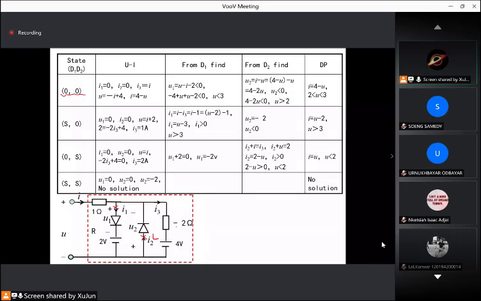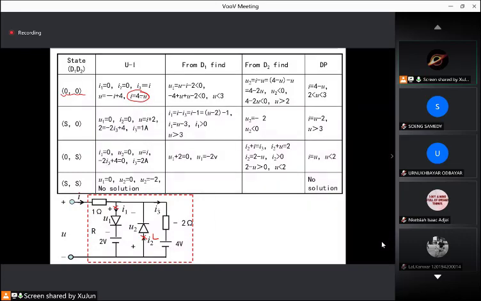minus 2 multiply I3. I3 is I. And then plus 4. So U equals 1 multiply I minus 2 multiply I3, I3 is I, and plus 4. So it will equal to minus I plus 4, or I equals 4 minus U. So if the diode 1 and diode 2 are open, then I equals 4 minus U.